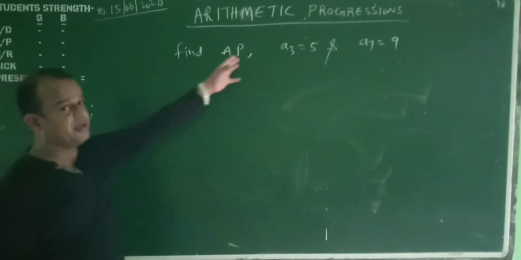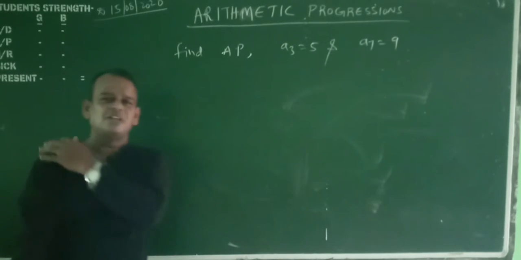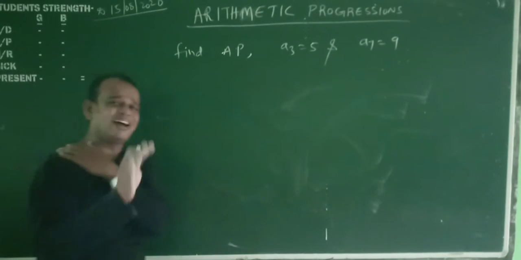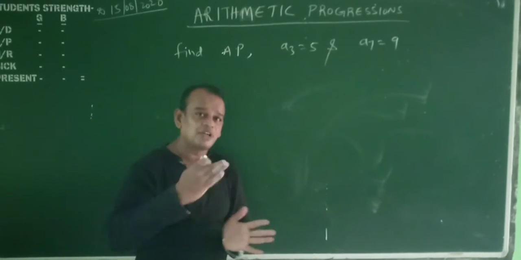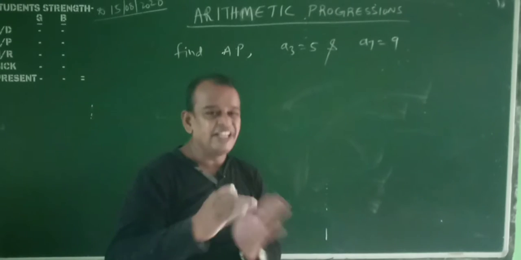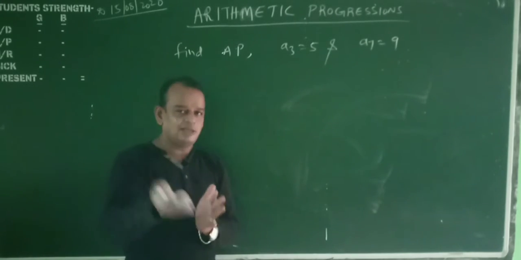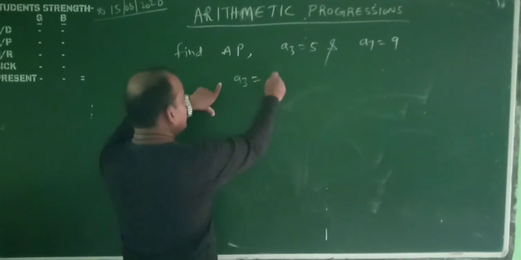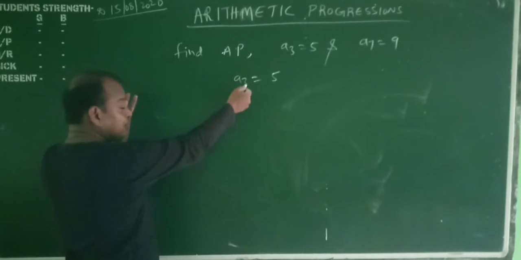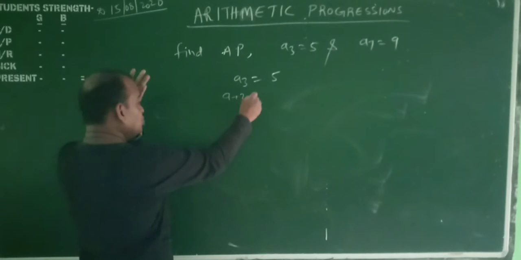Then find the AP. AP means the general form A, A plus D. First our goal is to find A and D. After that we will write it easily. The first term is A, and after that we add D to the preceding term. What is given? A3 is equal to 5. A3 means the third term. What is the third term formula? A plus 2D is equal to 5.